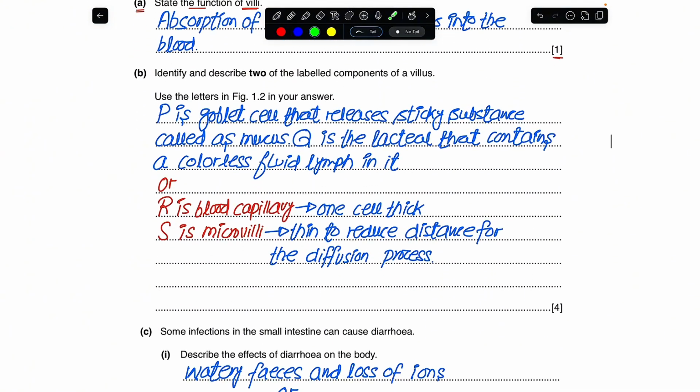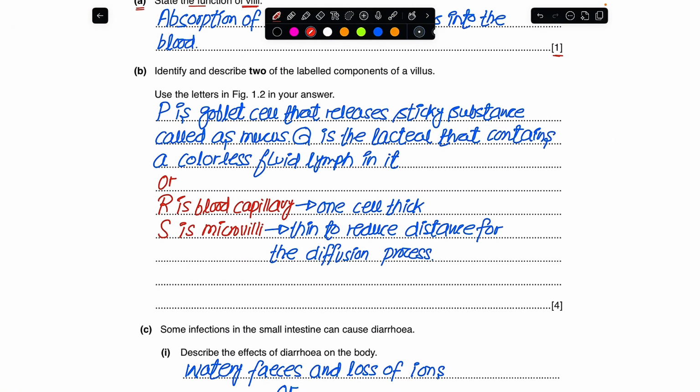Coming to the B part, for a total of 4 marks, they say identify and describe two of the labeled components of the villus. We are required to use the letters given in figure 1.1 in our answer. As I indicated above, P was a goblet cell, and this releases a sticky substance referred to as mucus. The Q at the center was a lacteal, and it has a colorless fluid, the lymph.